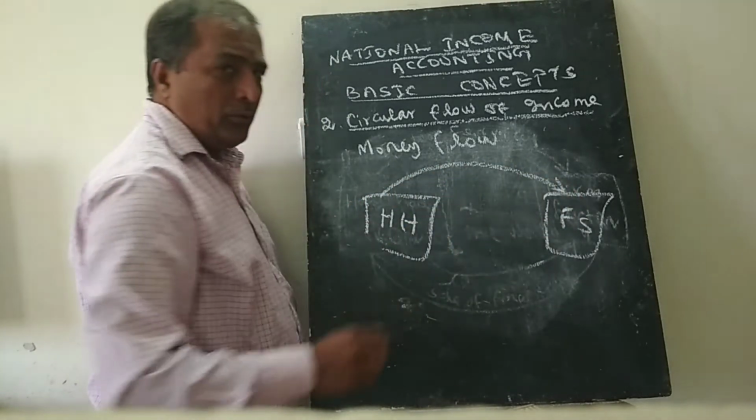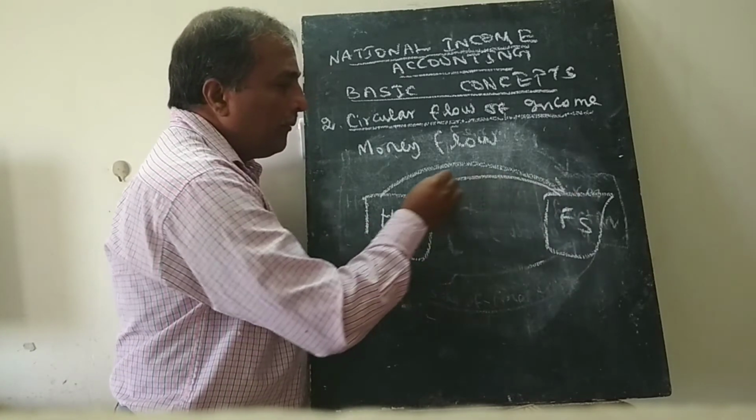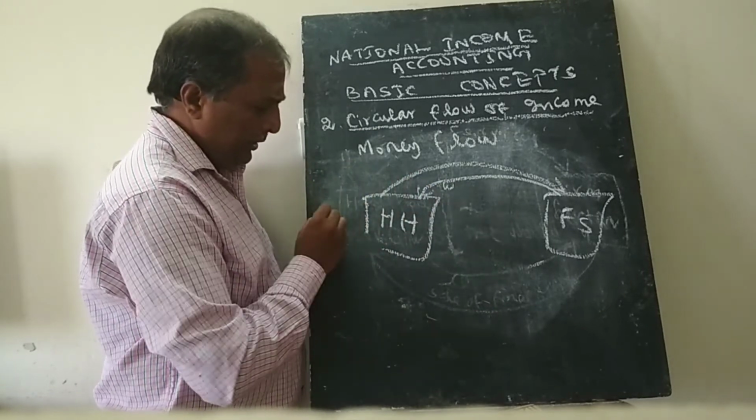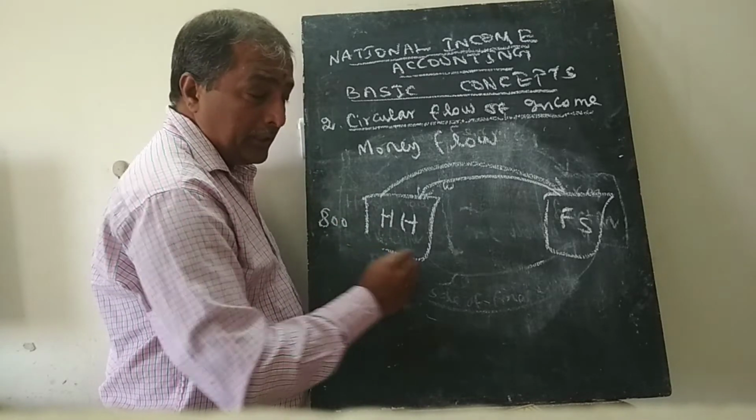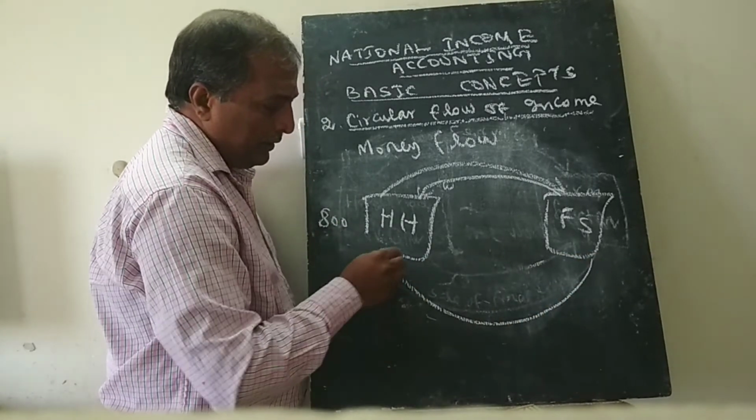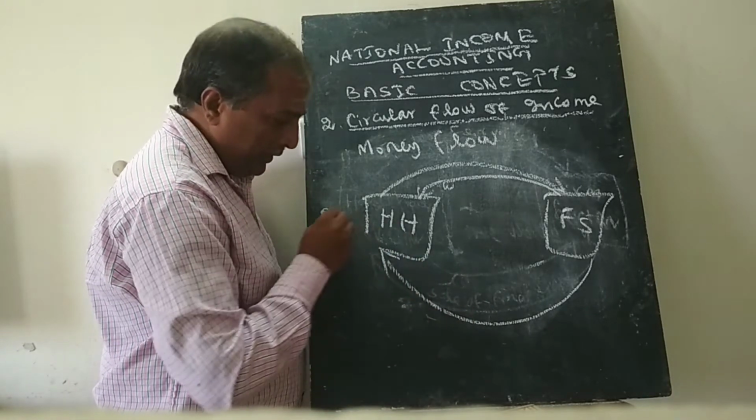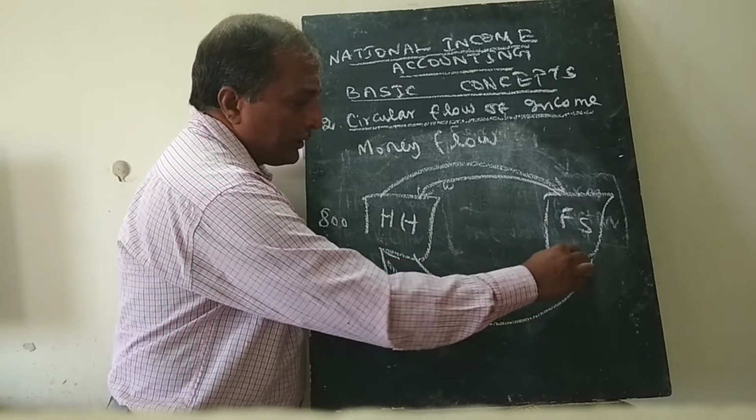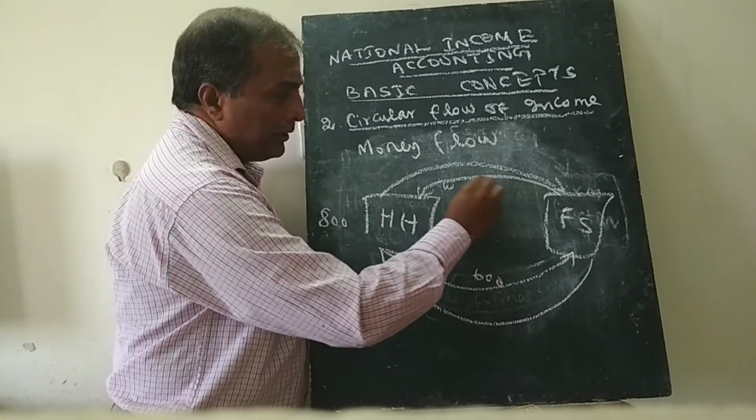What will the firm sector do? The firm sector will sell all the final goods to me. With the help of my 800 rupees, I will be buying goods from the firm sector, say worth 600 rupees. Here I got 800, whereas I am buying for 600 rupees. What will you do with the remaining 200? That is invariably savings, because 600 is the consumption, 200 is the savings. So why should we bother about the savings here?